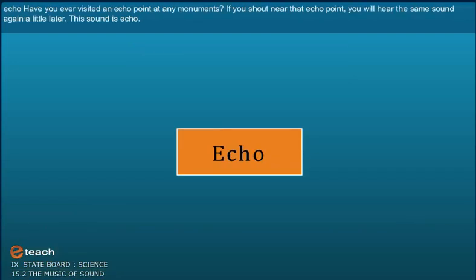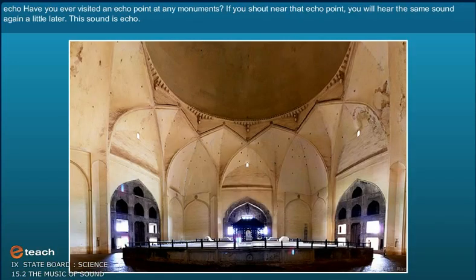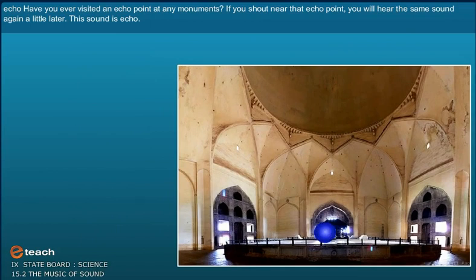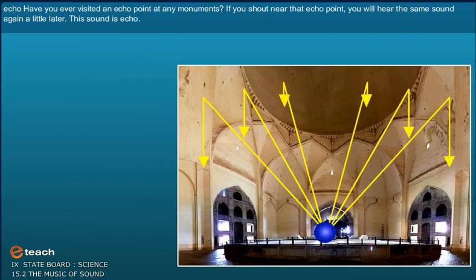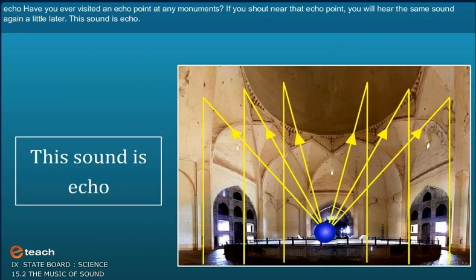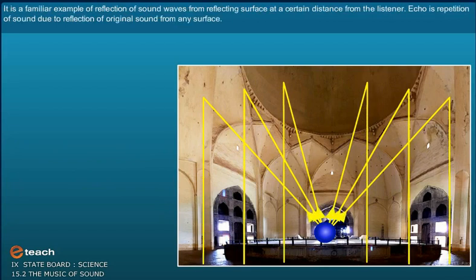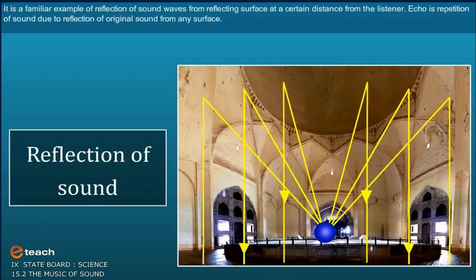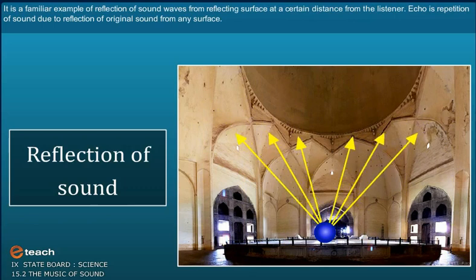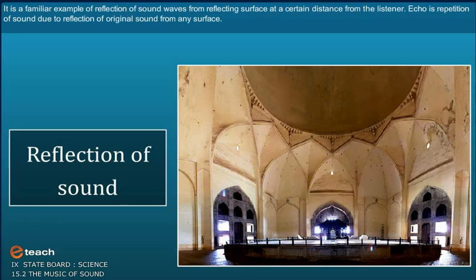Echo. Have you ever visited an echo point at any monuments? If you shout near that echo point, you will hear the same sound again a little later. This sound is called echo. It is a familiar example of reflection of sound waves from reflecting surface at a certain distance from the listener. Echo is repetition of sound due to reflection of original sound from any surface.